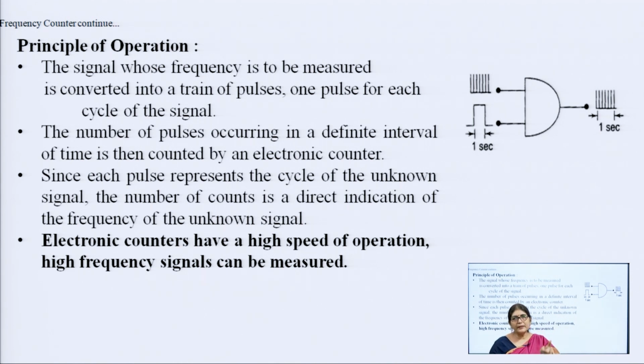Since each pulse represents a cycle of the unknown signal, the number of counts produced by the AND gate is a direct indication of the frequency of the unknown signal. This frequency counter, using this AND gate or other digital equipment, has a very high frequency of operation. So, whatever number of pulses pass through the AND gate in 1 second is counted by the counter, and it represents the frequency of the signal.